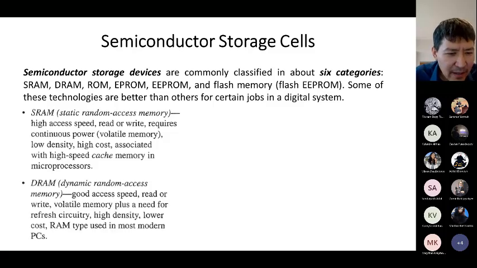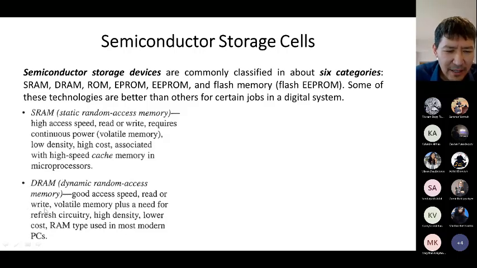So next, dynamic random access memory. I think they both do the same thing, but the technology is different. For example, here we use some other kind of transistors. The technology is different, but they actually do the same. Of course, this dynamic RAM is better than the static RAM. In most computers, I think we use this dynamic random access memory more. It also has good access speed, read or write, volatile memory, plus a need for refresh circuitry. What's the difference? Here we do not need any refresh circuitry, but here we need some refresh circuitry.